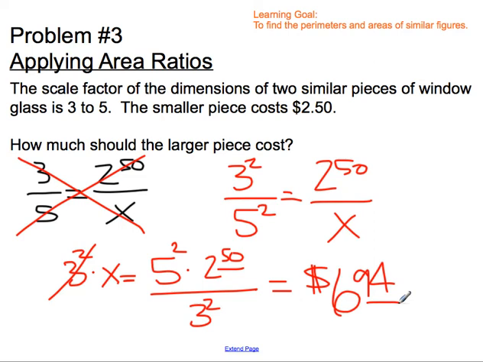These questions can be somewhat confusing. The advice that I would give you is to check to see what they're actually pricing. Would it be priced based on length or area? And then make your decision on how to set up the proportion.